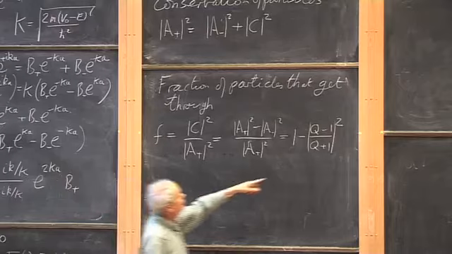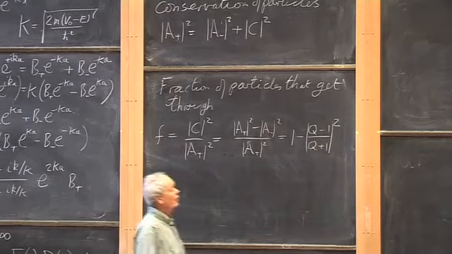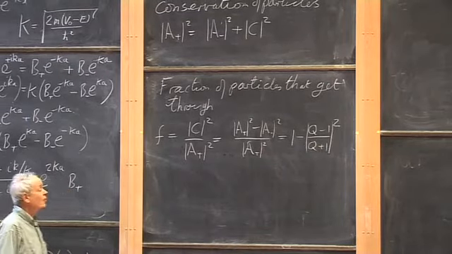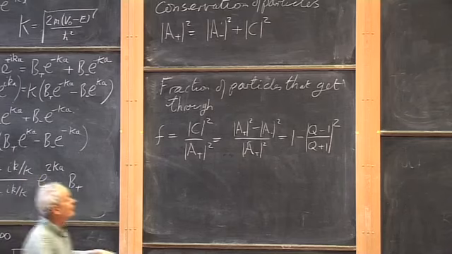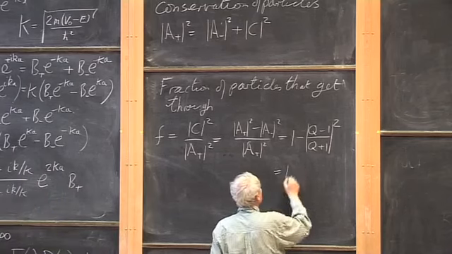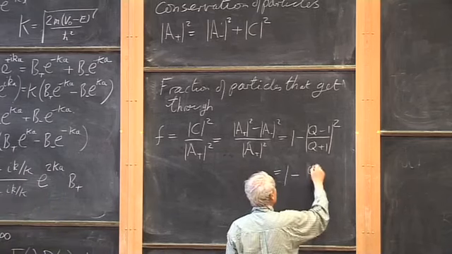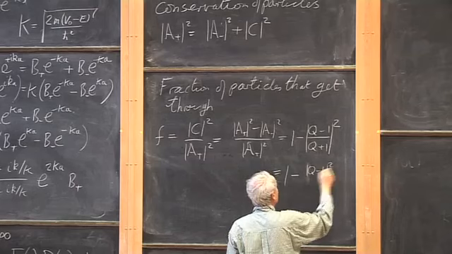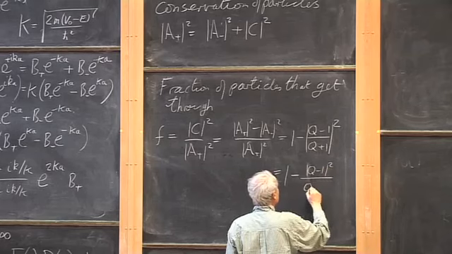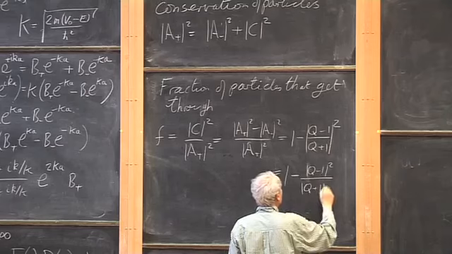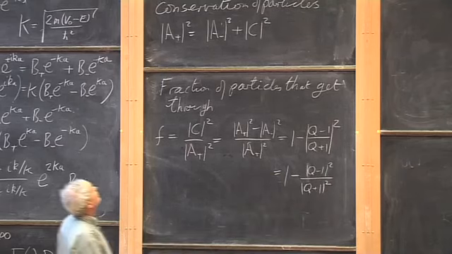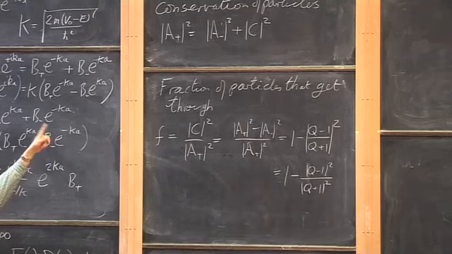Well, the mod square of this ratio is the ratio of the mod squares of the top and the bottom. So this can be written as 1 minus |q minus 1|² over |q plus 1|². So let's address ourselves to what these mod squares are.